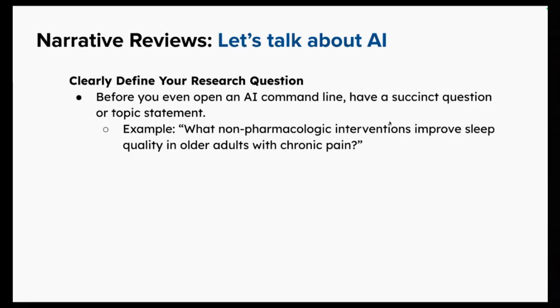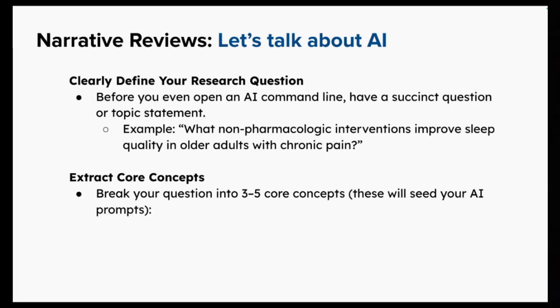So using this example question: what non-pharmacological interventions improve sleep quality in older adults with chronic pain? Again, getting rid of the extraneous filler words, like we talked about in that previous LLM question, and extracting the core concepts, 2 to 4, 3 to 5. Anything more than 5 means your research question might be too specific because you have too many different parameters you need to find. But 2 to 5 is really the sweet spot.